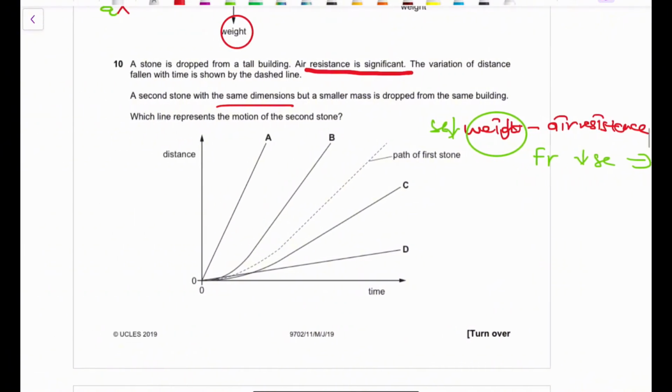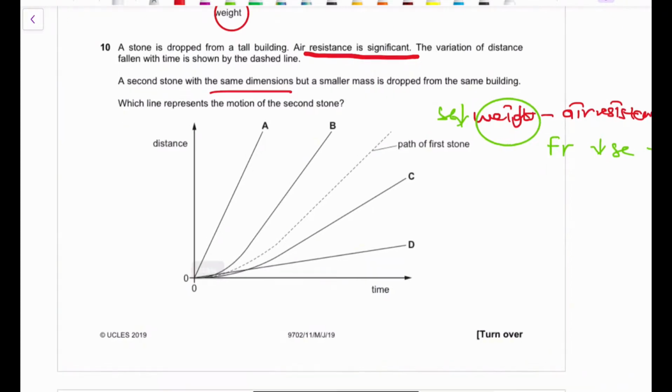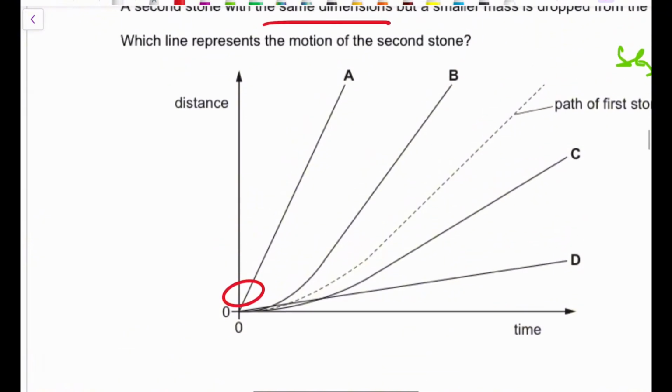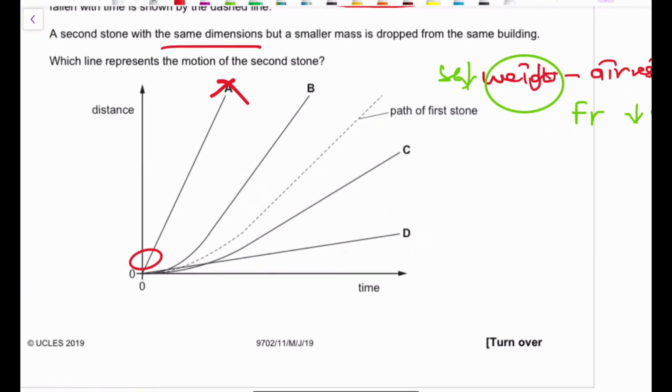But since it's dropped from rest at a tall building, I know that the gradient of a distance-time graph is my velocity. So the initial velocity is going to be zero. We can eliminate A because if you look at A, the initial velocity is not zero. So A is out. If you look at B, it is zero because it is curving here. But the problem with B is that this velocity is going to be higher. This is a higher terminal velocity.